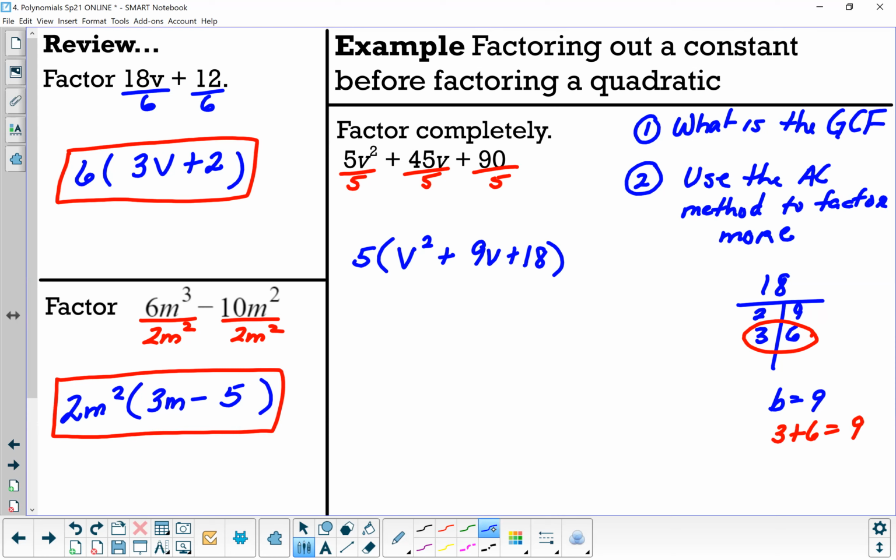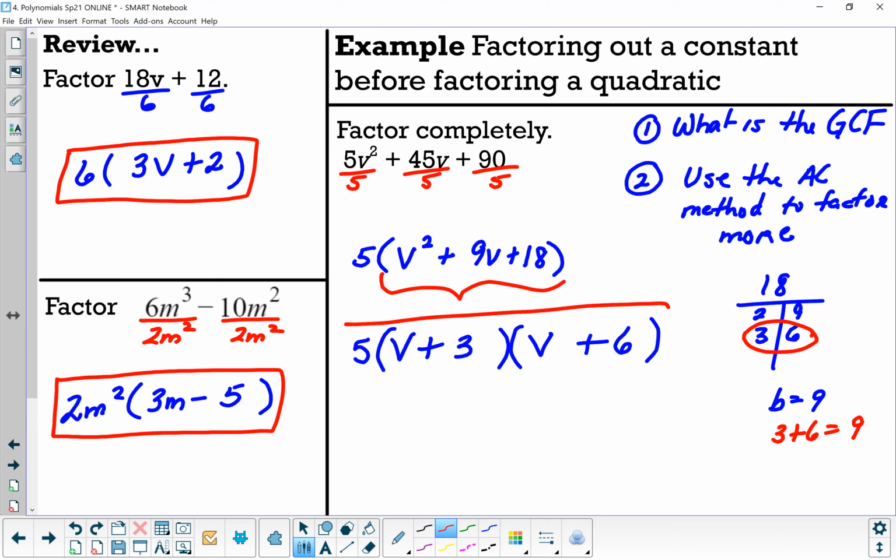All right, so now I can factor this further. So I'm going to bring down the 5 and then do 2 sets of parentheses. v squared tells me to do v and v. And then I'm doing plus 3 and then v plus 6. Now I'm completely factored. So if you do not factor the GCF out in the beginning, you'll have to do it later in order to be completely factored.